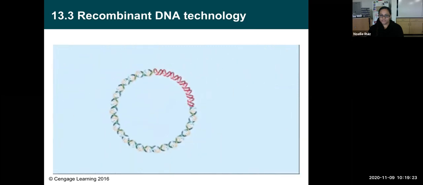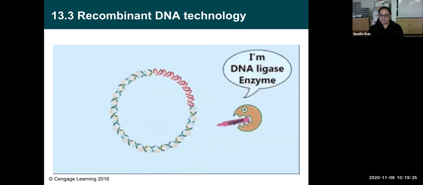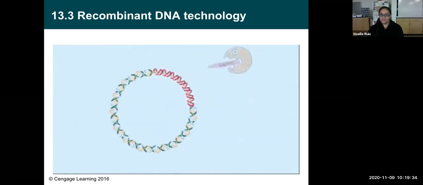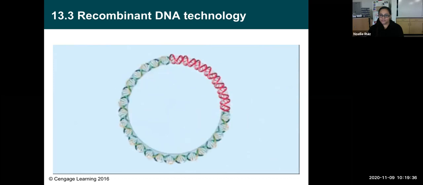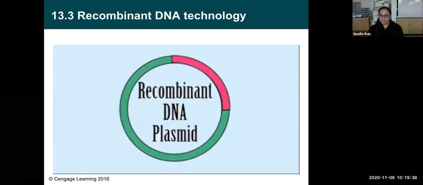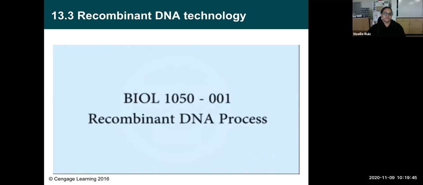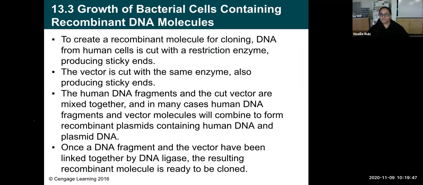And then the gene of interest can be inserted into the plasmid. DNA ligase is the glue. So you have the bacterial DNA mixed with something else, and that's called a recombinant DNA plasmid. So that's a GIF. You can watch it over and over. And then you have to grow the bacterial cells containing the recombinant DNA molecules.